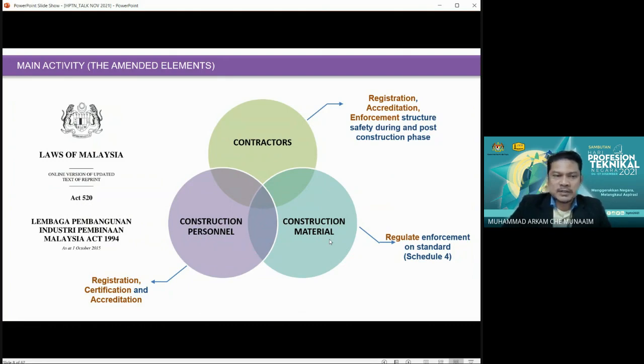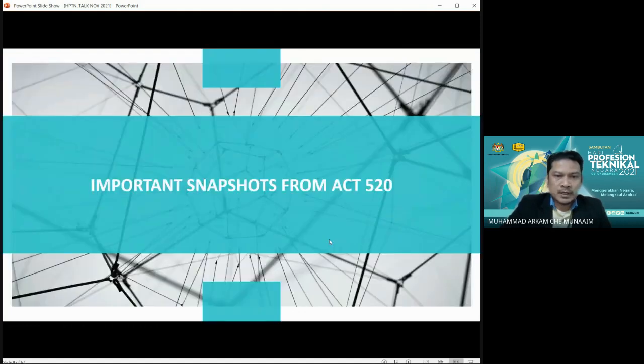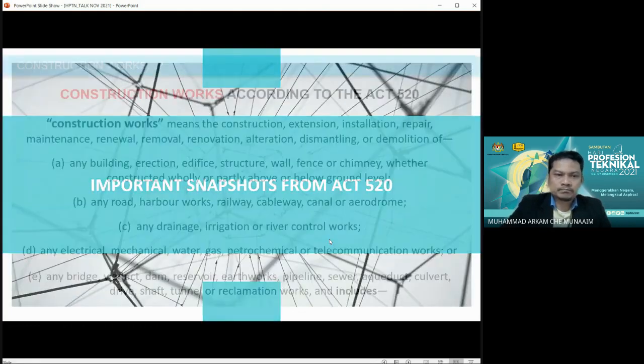So we have this in the law, so that CIDB can have a focus on how the construction industry will be taken care of by these three important elements: to take care of the contractors and their performance, to take care of the construction personnel in their accreditation, registration, and certifications, and to take care of the materials, to regulate the enforcement of standards, especially from Schedule 4 of Act 520. Important snapshots from the Act.